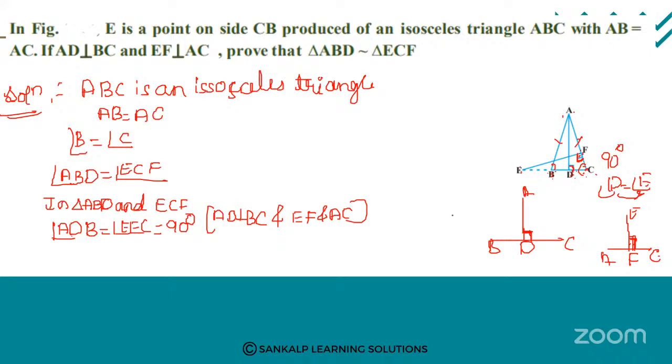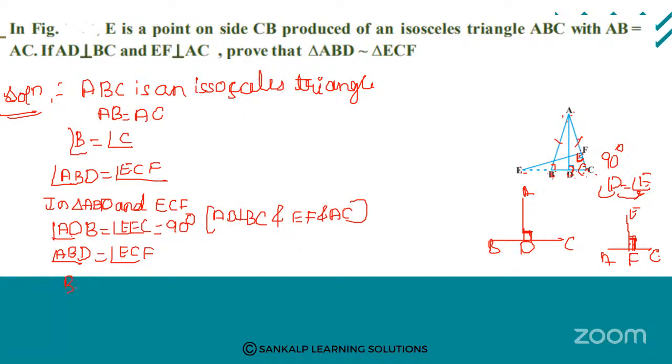Now, again, angle between ABD and ECF, between these two triangles, again ABD is equal to ECF. That means these two angles are equal. Now, we have already said that, but again I will write that ABD is equal to ECF. So B and C are equal. Okay. Now, how many angles are equal? D is equal to F, this is one angle, and B is equal to C, this is another angle.